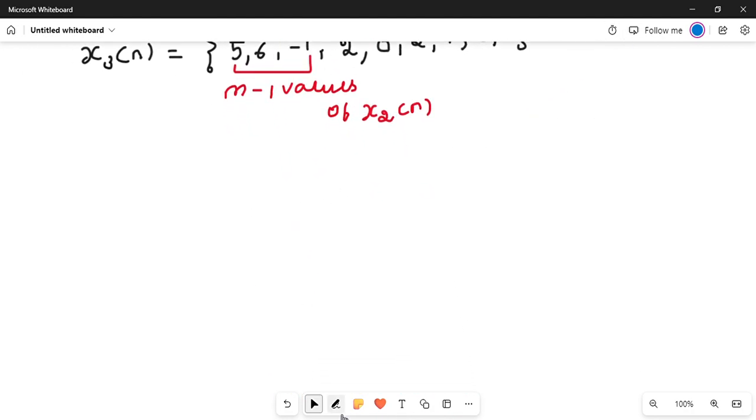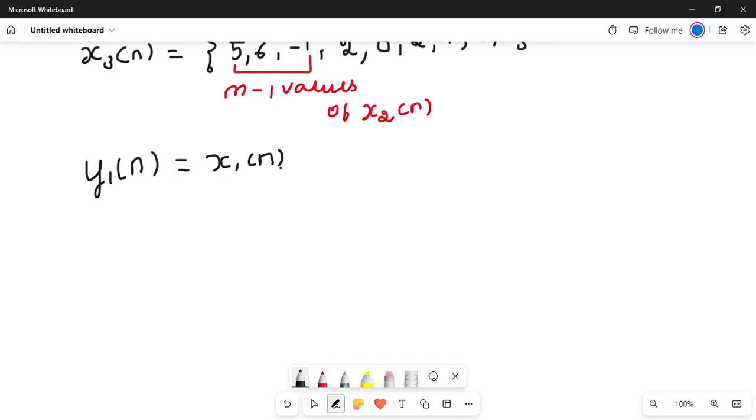So my very first procedure is, okay, what is my x1 of n? I want y1 of n. That means I have to take my x1 of n into h of n. Fine. x1 of n with h of n, we are trying to do the circular convolution. Okay. Yes. So this is what you are supposed to do. Okay.